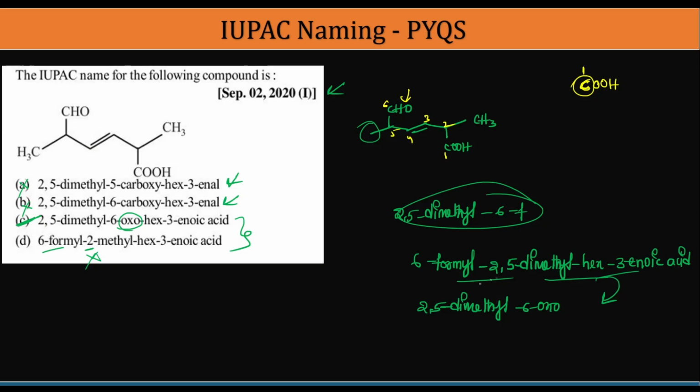Again, this is the same thing. Actually, this should be the answer, but in the options, in order to confuse you, here they have given 6 formyl, 2 methyl only they have given, 5 they didn't mention, so this option is wrong. So for the remaining option, here they have mentioned 2 5 dimethyl, this is fine, and 6 also they have mentioned oxo, but oxo mostly is used for ketones. That is the one thing, this question has a trick.